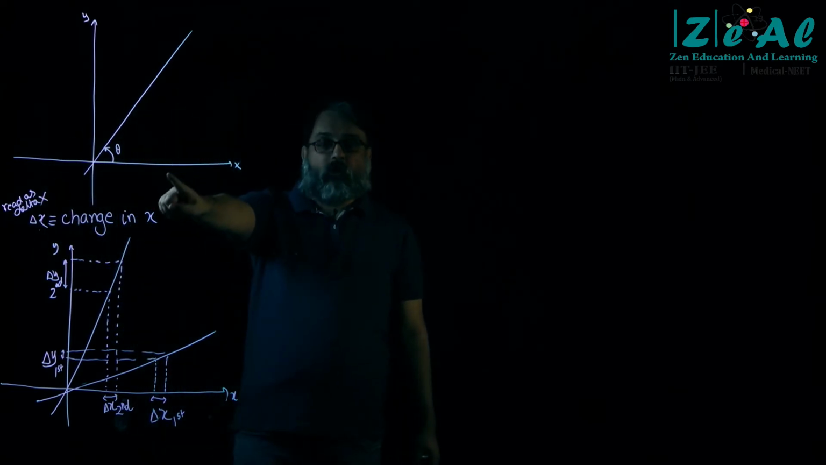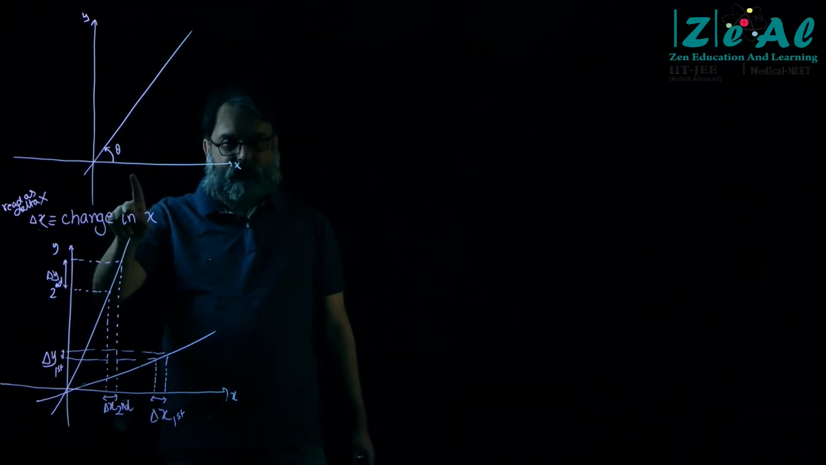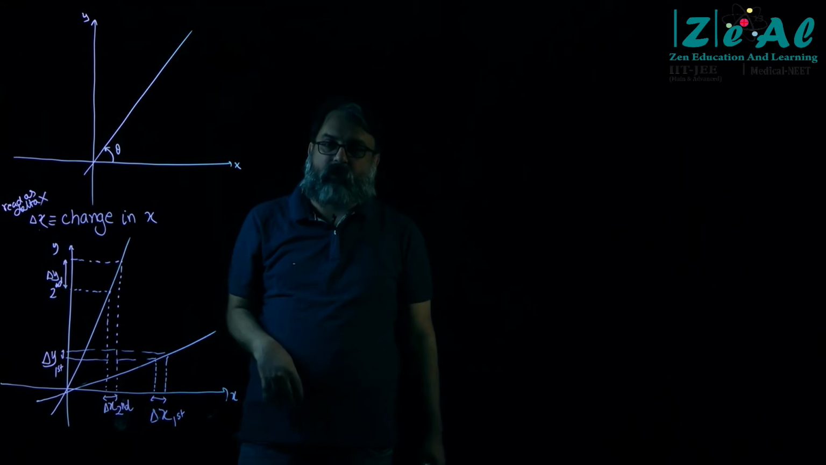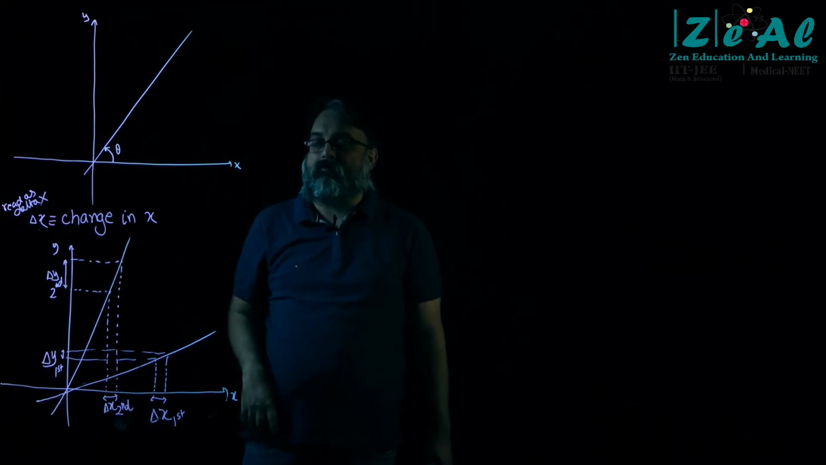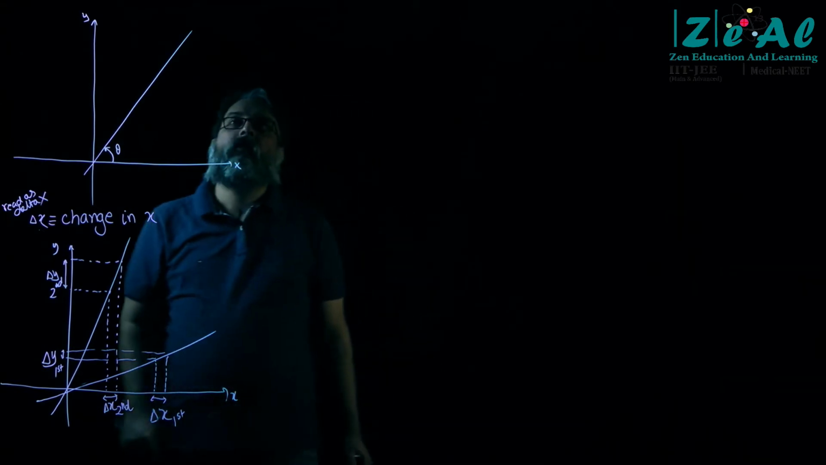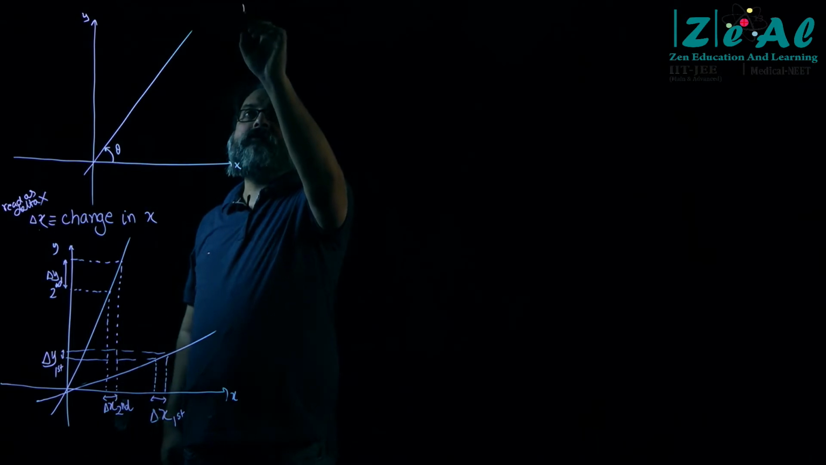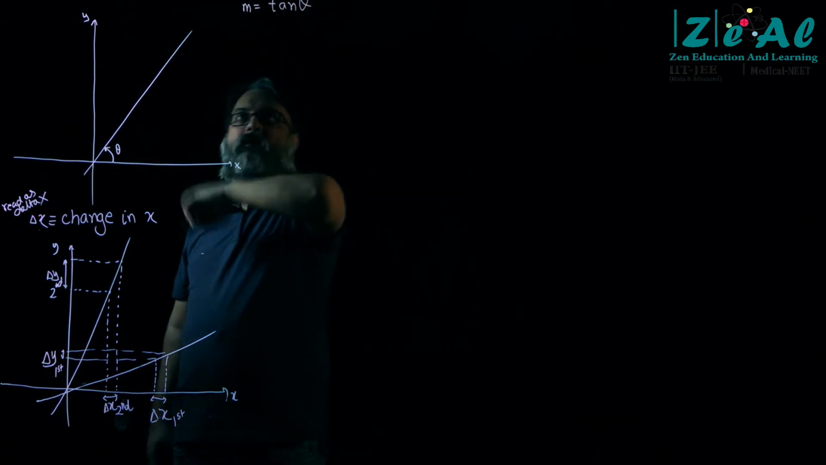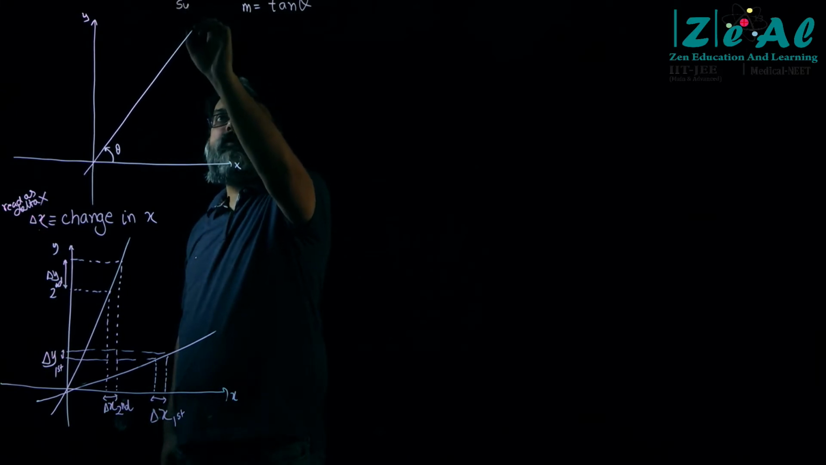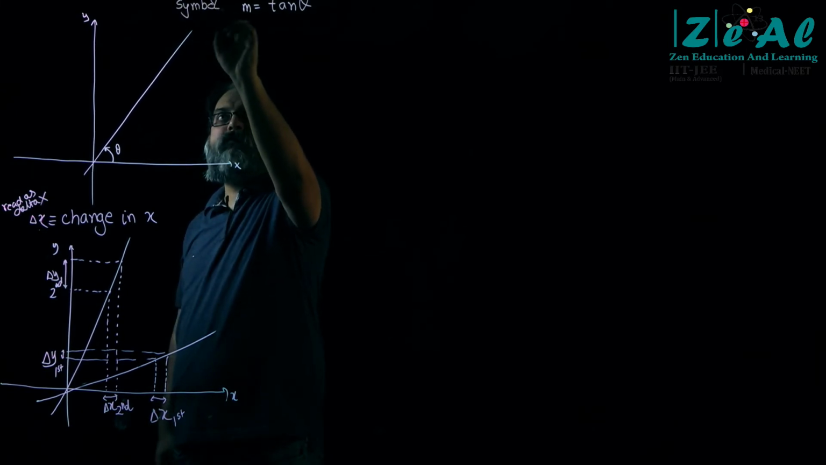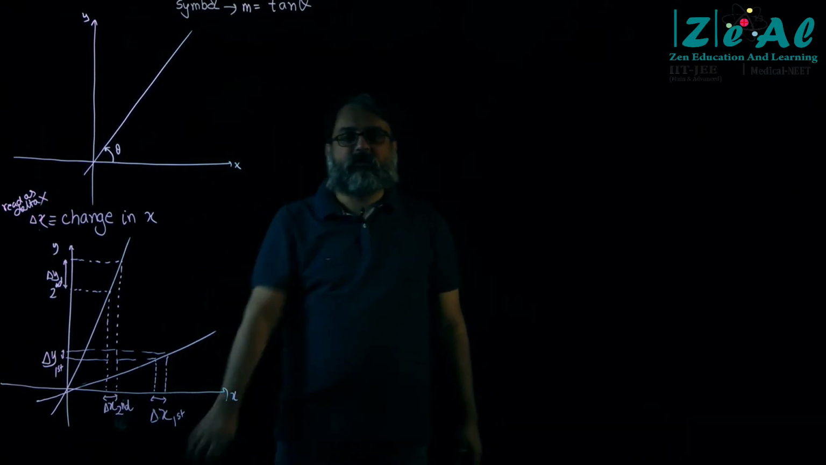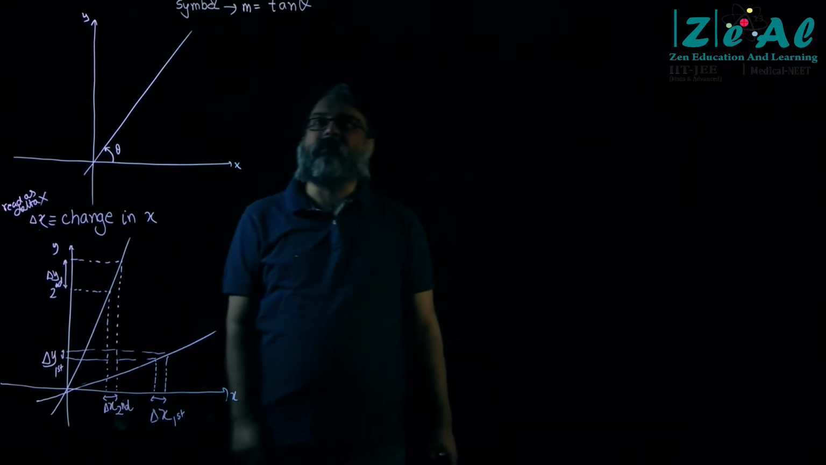But this is not the slope, right? This is a very good way of measuring the slope. You could use this, but for mathematical convenience, which will happen later on, I will define the slope as tan theta, right? And this is the symbol for the slope. The symbol for the slope is m, and I will define the slope as tan theta.